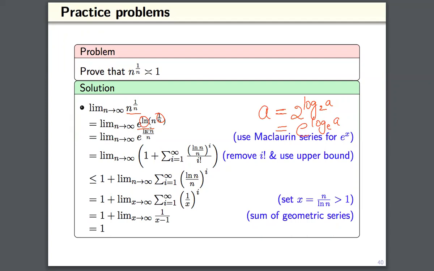We take this outside. It's ln n divided by n. And we know a formula for e power x, the expansion. Let's use that Maclaurin series for e power x. What do we get? 1 plus x power 1 divided by 1 factorial, x power 2 divided by 2 factorial, and so on, where x is ln n by n. Then you can pull 1 outside. Then what do you get?